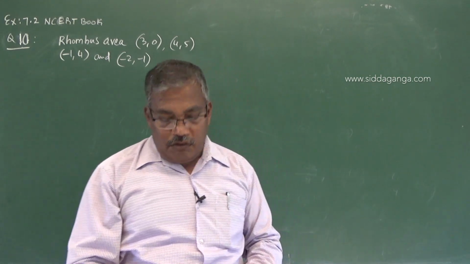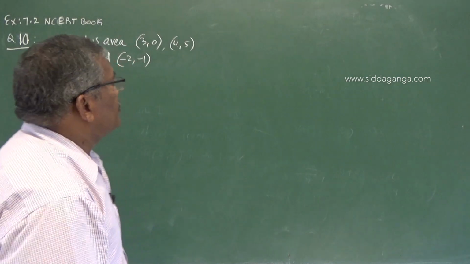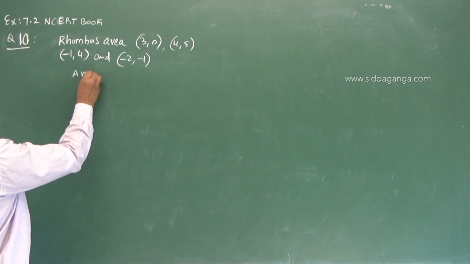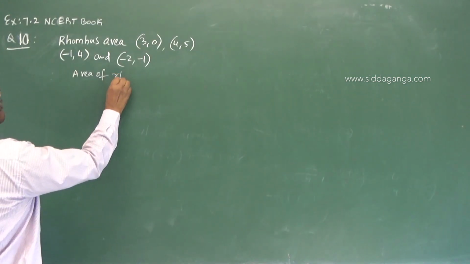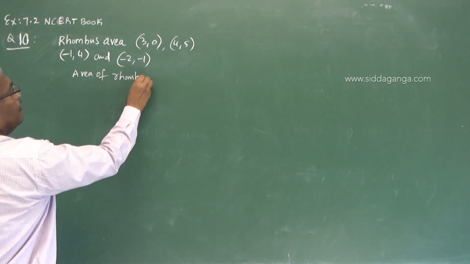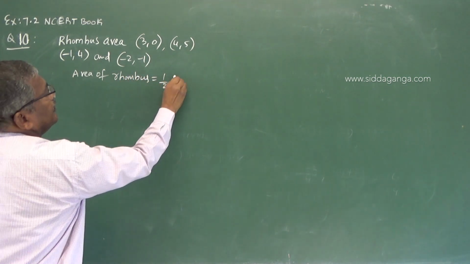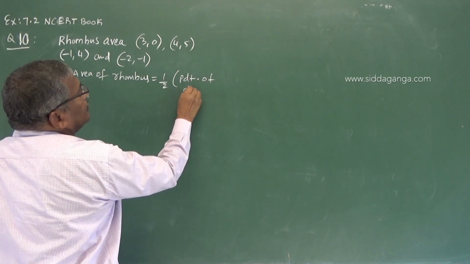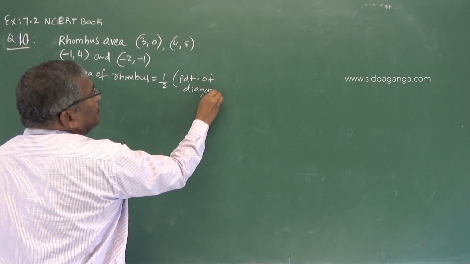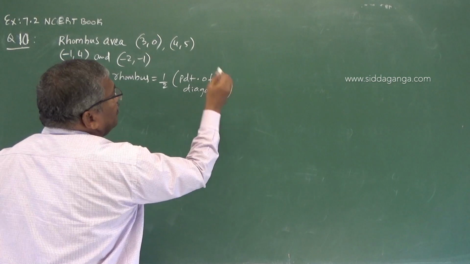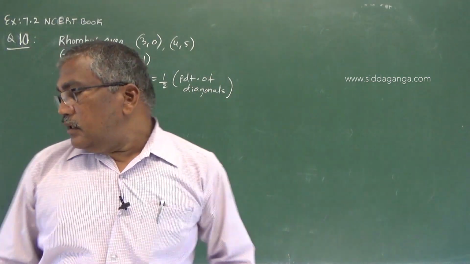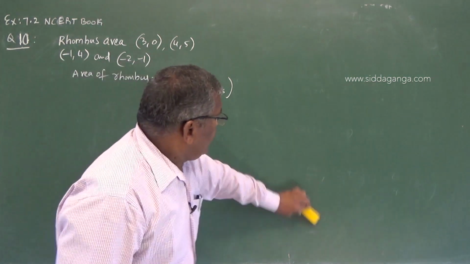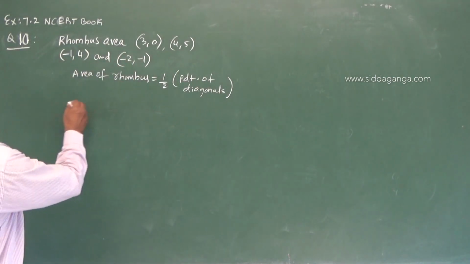Area of rhombus is equal to half of the product of diagonals. So that's also given in the problem itself. Area of rhombus equals half of the product of diagonals. So now we have to proceed like this. Answer.